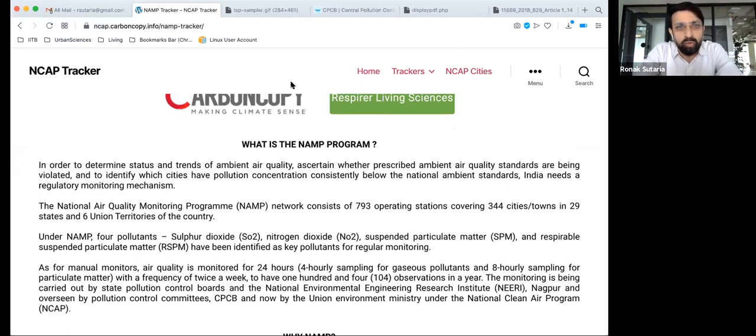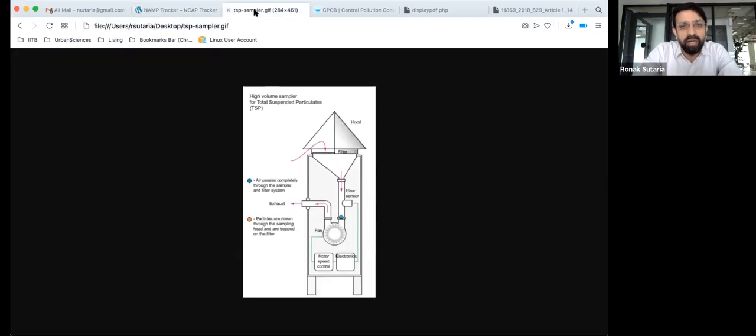And just to quickly touch upon what exactly are manual monitors, I'm going to show this screen over here. I think you all can see this screen? Yes. It's a small visualization of what is really happening in the NAMP program and what are the monitors. It's a very simple device. It takes in air. There is a filter, basically, which the air is passing through, and the orange dot, which has the particles, the PM10. Essentially, the NAMP program was designed to monitor PM10 levels.